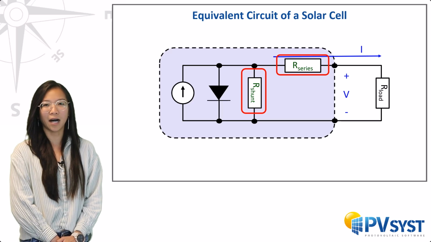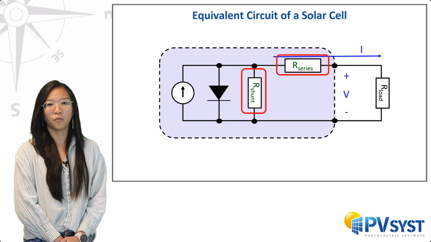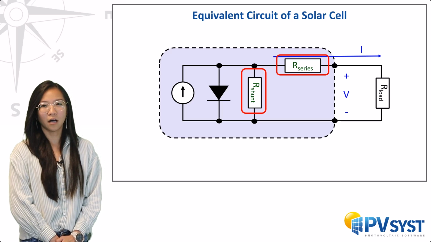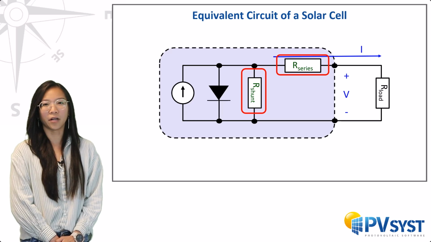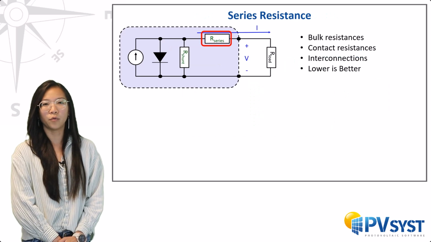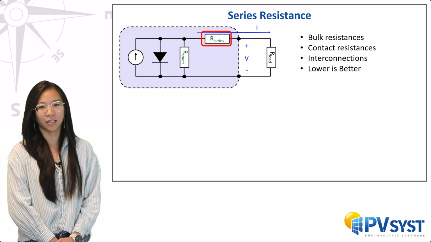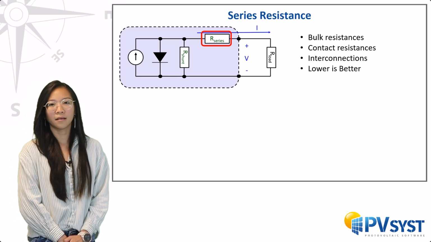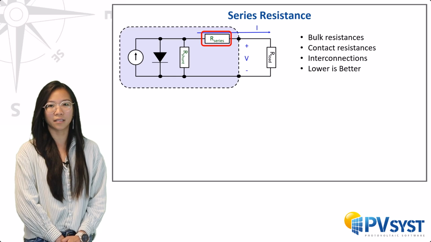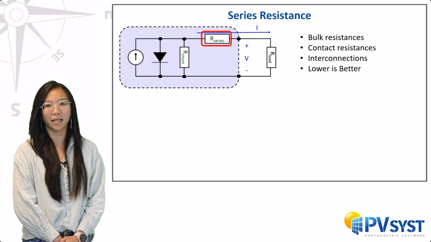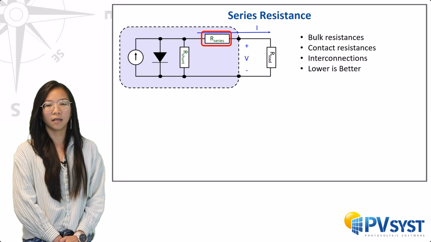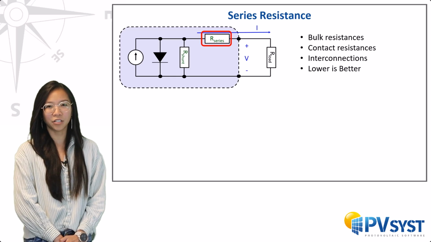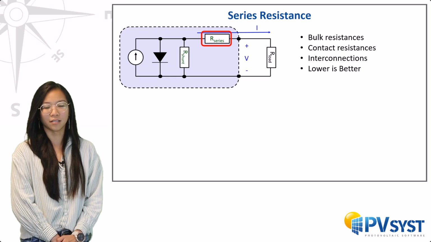We have seen previously how to represent the photovoltaic effect with a diode and a current source. However, in reality, things are more complex. In the cell, there are additional phenomena which are represented by two parasitic resistors, which are the series resistance and the shunt resistance. The series resistance includes the bulk resistance of the materials used for the p-n junction, as well as the contact resistances between the different materials. In a module, there are also the connections between cells, named interconnections.